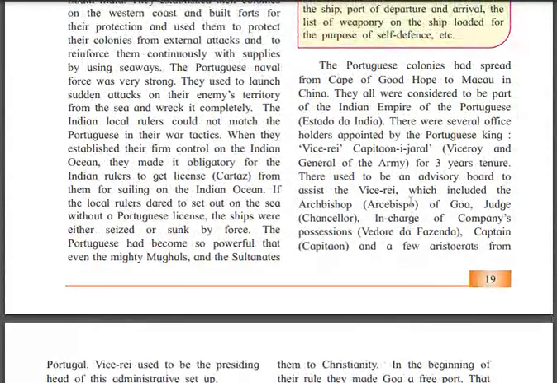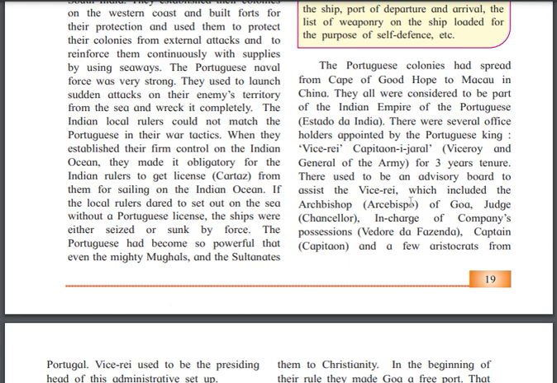Okay, now the Portuguese colony had spread from the Cape of Good Hope to Macau in China. The Portuguese had spread as far as China, and all of it was considered part of the Indian Empire of the Portuguese. Okay, the Portuguese had full control from the Cape of Good Hope to Macau in China, and these were also part of the Portuguese Indian Empire.